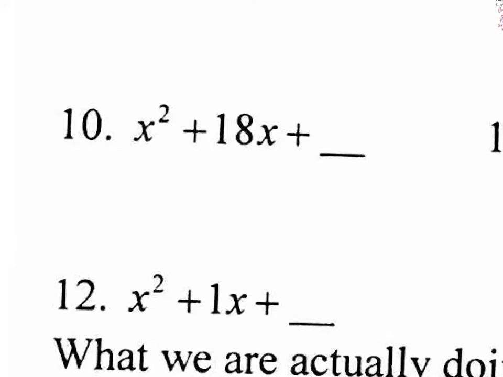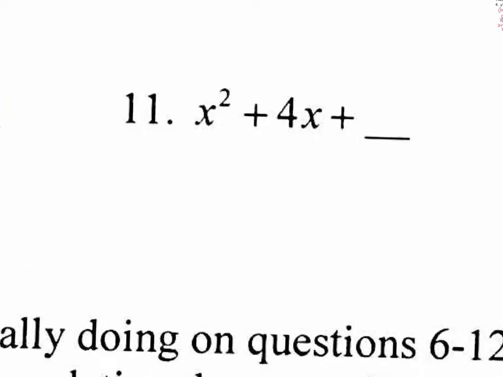81. Why? Because 9 times 9 is 81, and if I add it together, it gives me that 18, right? How about 1? 4. Why? Because 2 times 2 is 4, and if I add it together, it gives me 4. Now, you're coming up with these numbers pretty much from this b value, huh?